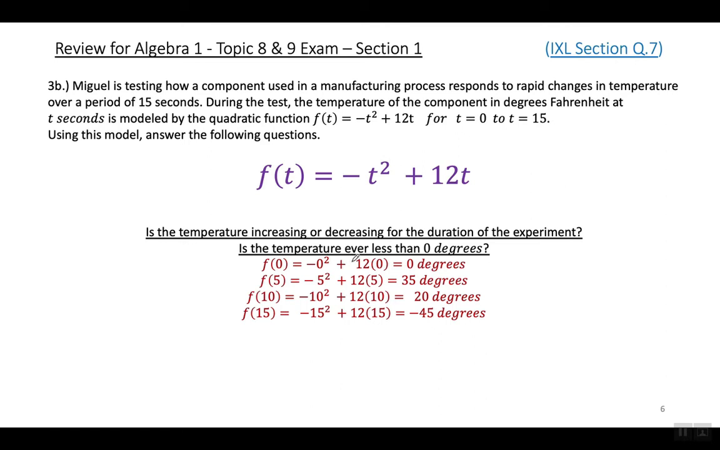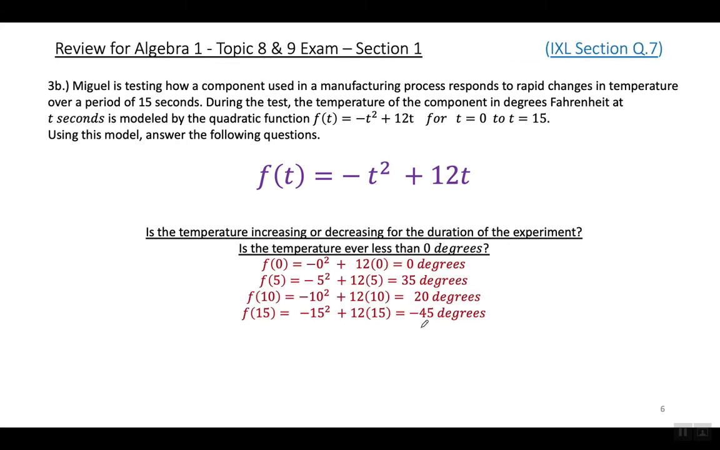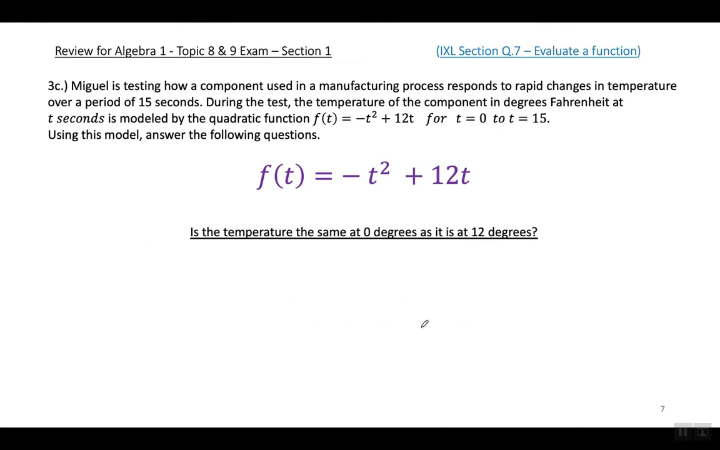And is the temperature ever less than 0 degrees? Yes, it is. It does get less than 0 degrees. Okay, so make sure you understand that and how to do that. And by the way, I wouldn't bother putting this stuff in if you didn't need to know it for the question. All right, let's look at the next question.